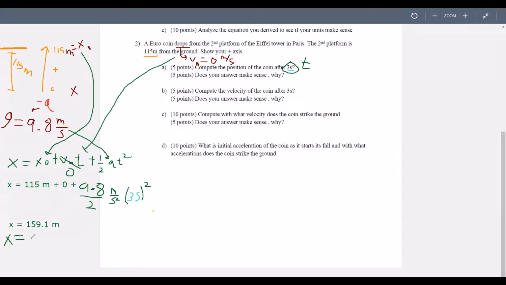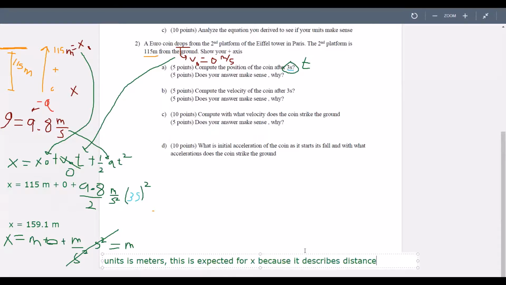Right, and we can double check these units by going, okay, yeah, that's meters, that's 0. So you're not going to consider that, and then that's meters over second squared times second squared. So the second squared are going to cancel out. And then that equals meters. And then you just make a comment that the unit is meters, which is what you would expect for x because it's distance.